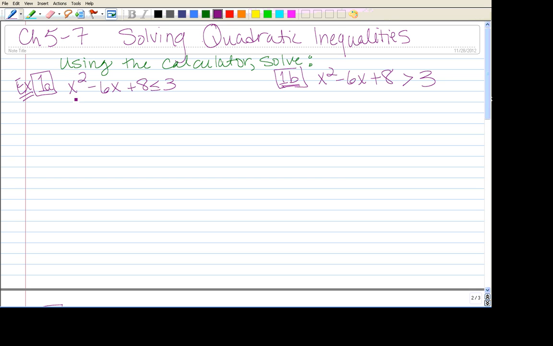You can either put it in as two separate lines, or two separate graphs, where this is one of the graphs and this is another. Or you can subtract it over so that it's equal to 0, and then look at the x-intercepts. But let's switch over to the calculator so you can see what I'm talking about.